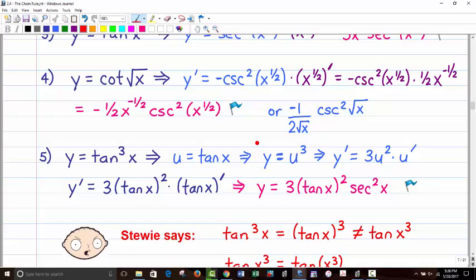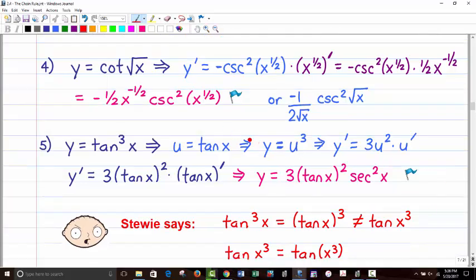Now, here's where it starts getting a little tricky. Sometimes the trig function itself will be u. So you just kind of have to look at it and then play around with it and see what makes sense here. This is going to be the case whenever the trig function is raised to a power, it's going to be the u.